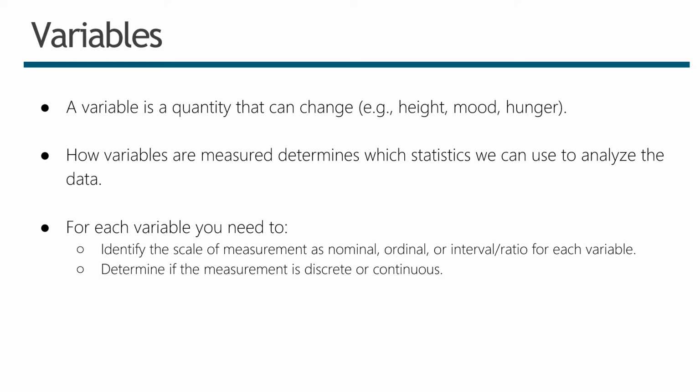So when you're measuring people's height, mood, hunger, weight, anxiety, depression, these are all things that are changeable. This is compared to a constant or something that doesn't change. So the reason the measurement of variables is important is how variables are measured determines which statistics we can use to analyze the data. So for every variable, you're going to have to identify the scale of measurement as nominal, ordinal, or interval ratio, and then also determine whether or not that measurement is discrete or continuous.